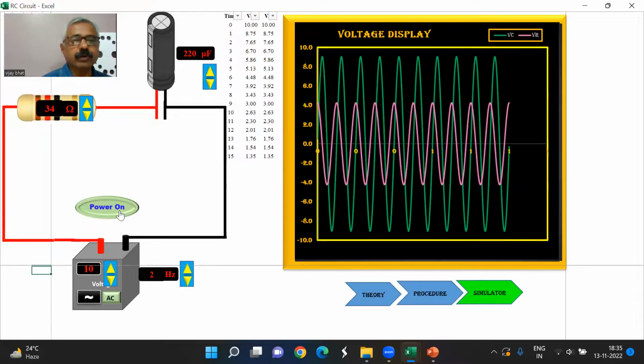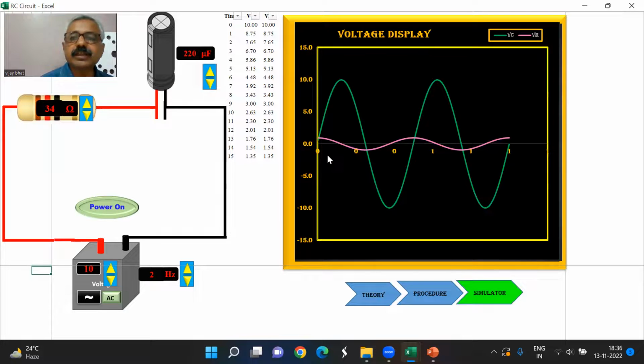Now, as soon as I have kept the power button on, we can see there are the two buttons. Now, when the frequency is decreased, we can see the voltage across the capacitor is very high and the voltage across the resistance is very low. And at the same time, we can see that the peaks of these two differ by an angle of 90 degrees. So we can perform this experiment and take the observations with the help of this simulator.